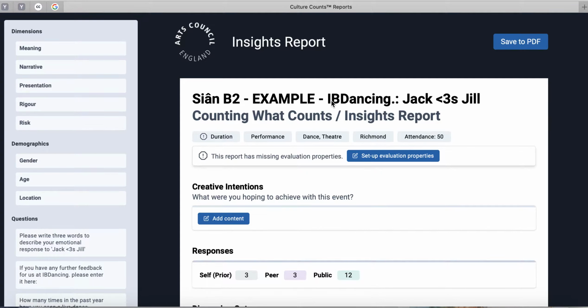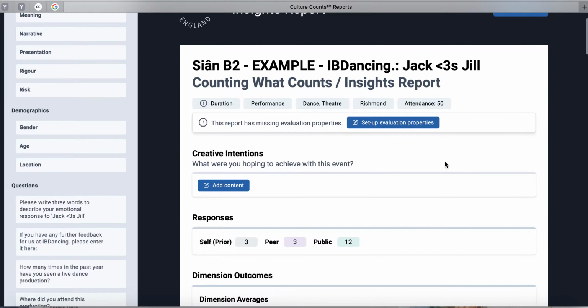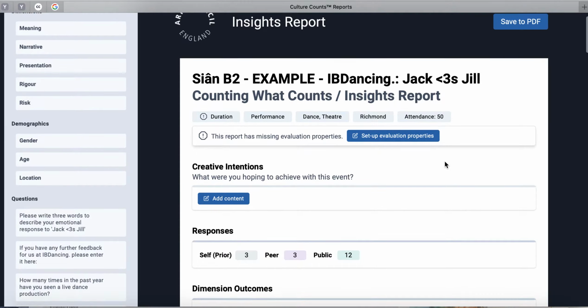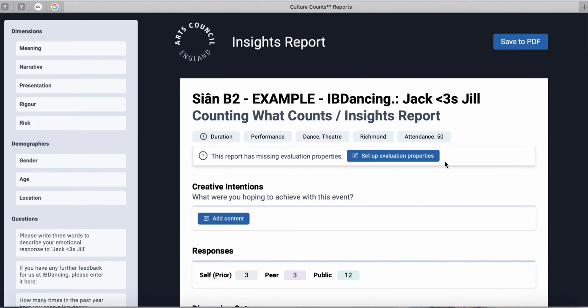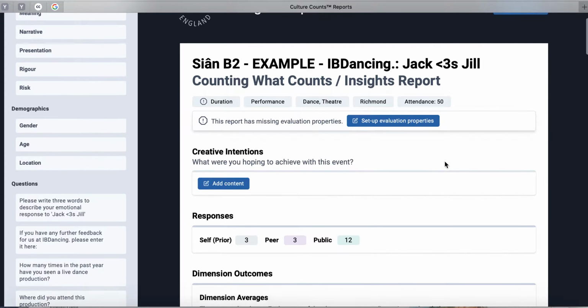Okay, so this is one of my example evaluations we are using today. It's called IB Dancing Jack Less Than Threes Jill. Now this is going to look slightly different to the insights reports that we have seen previously. However, there will also be some similarities.